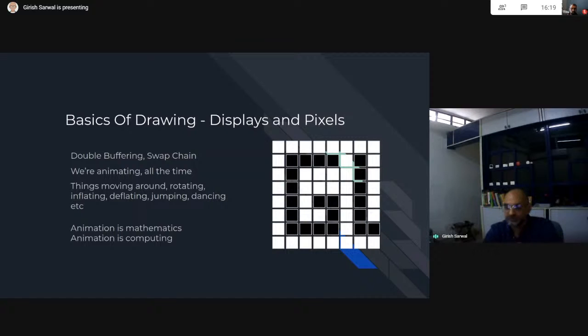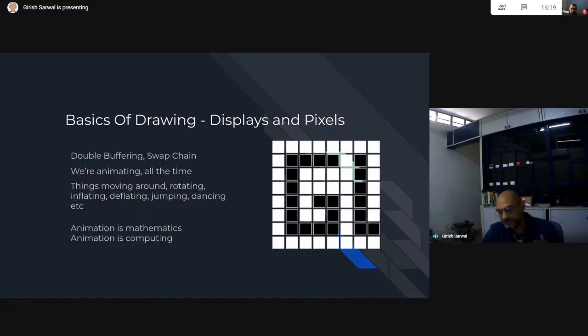Whether you're doing animation, whether you're moving a model on the screen, whether you're doing something in Max or Maya or Blender, or you're writing a game, or as simple as you're watching a movie on the screen. All of this is in fact nothing but changing the frame buffer continuously and then stitching it together. So essentially, animation is when things move around or they jump around or they're inflating, deflating, you see a collision on the screen. Animation essentially is mathematics, and animation essentially is computing.